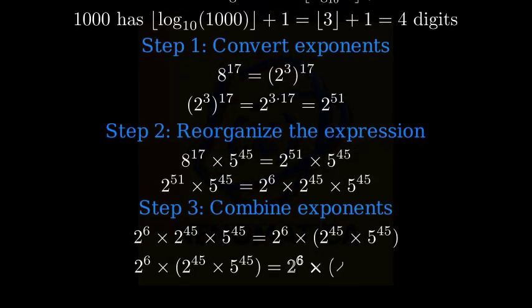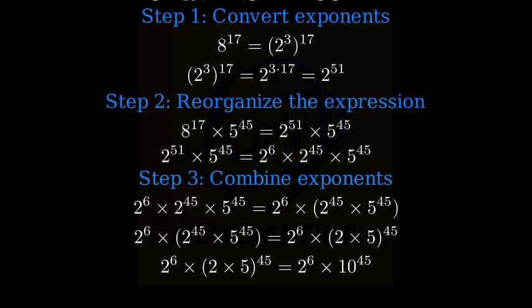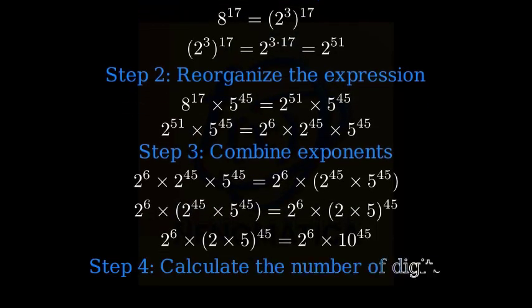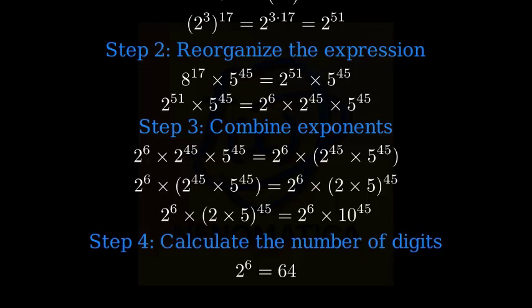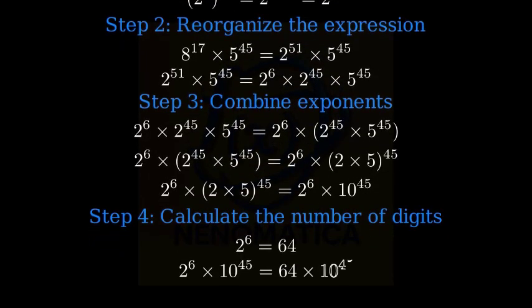The product of 2 to the power of 45 and 5 to the power of 45 can be written as 2 times 5 to the power of 45 using the product rule of exponents. Since 2 times 5 equals 10, we have 2 to the power of 6 times 10 to the power of 45. Now that we have our expression in terms of powers of 10, 2 to the power of 6 is equal to 64. So our number equals 64 times 10 to the power of 45.